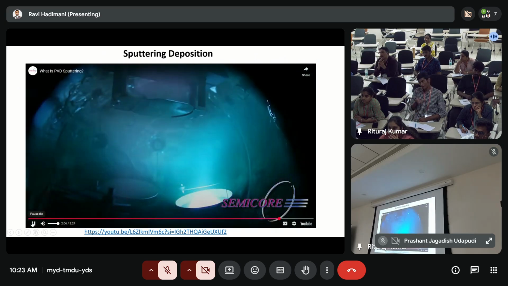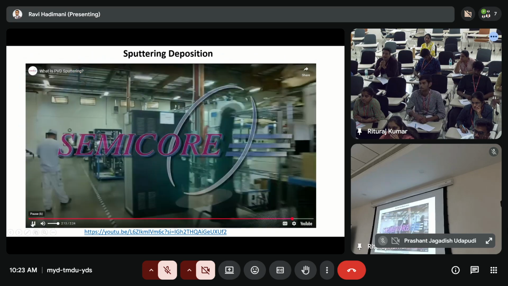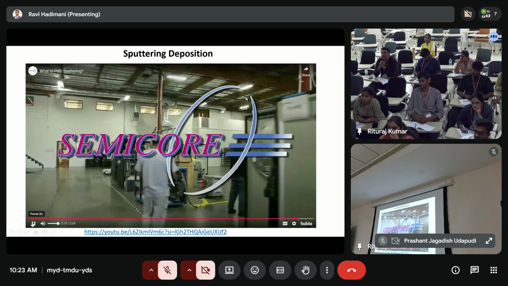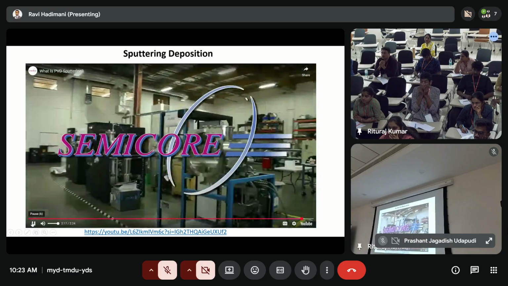This process repeats at a constant rate until the desired thickness is achieved and power is removed from the cathode. This amazing atomic reaction is what makes Semicore a leader in custom vacuum.